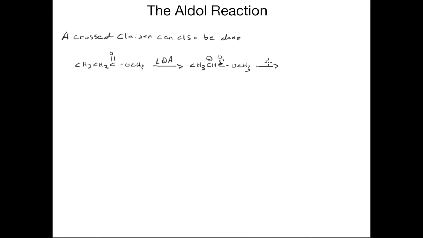So here's my other ester. And again, we're going to want to add this slowly, just like before. So I'm going to completely enolize the one, and then once that's done, I'm going to add slowly the other one that I wanted to add to, because I want to make sure that it doesn't get deprotonated at the alpha carbon. Then following our mechanism, you can see that we end up with, again, our beta-keto ester.